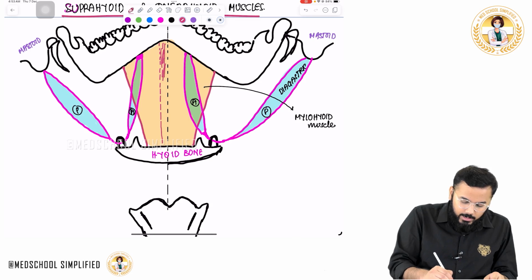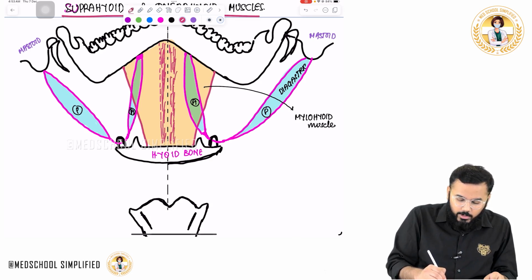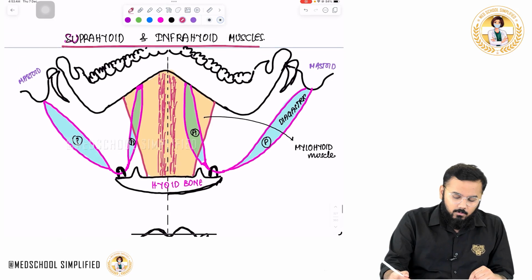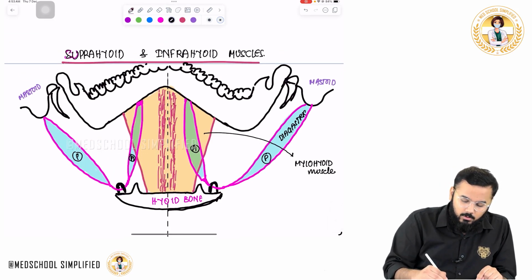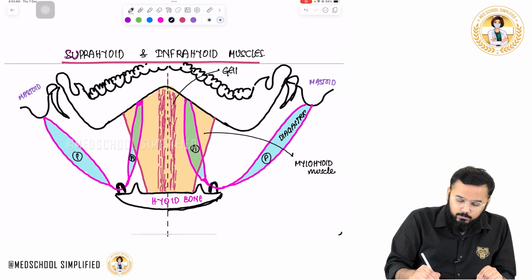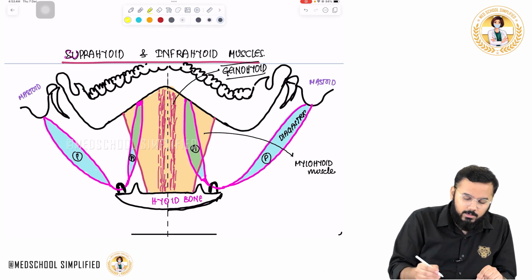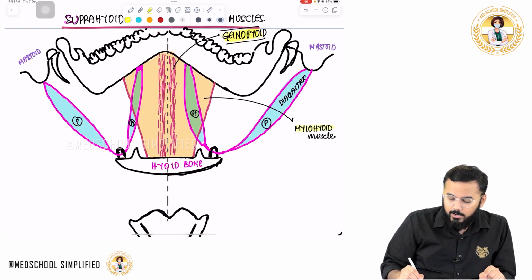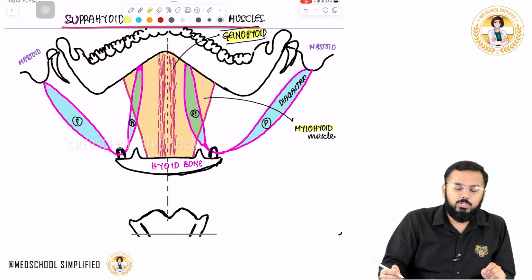Okay, you see, behind the mylohyoid muscle, that is why I am drawing with dotted lines. Behind the mylohyoid muscle, you see another important muscle. This muscle located behind the mylohyoid muscle is called your geniohyoid muscle. So one muscle we have got is the mylohyoid muscle, and another muscle we have got over here is your geniohyoid muscle.